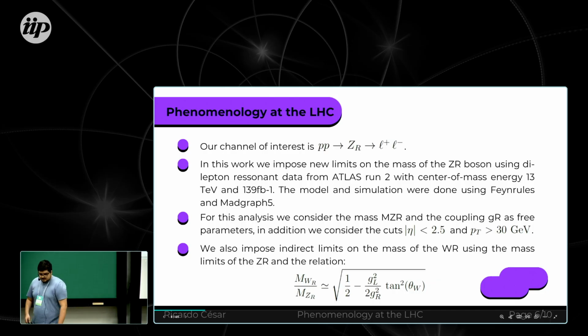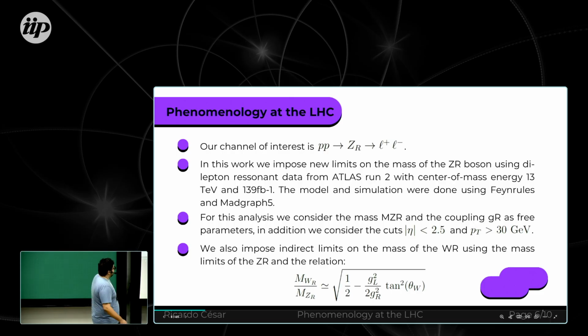That works at 13 TeV center-of-mass energy and 139 fb^-1. For the simulation, we use FeynRules to simulate the model and MadGraph. The analysis considers the mass of the ZR boson and the coupling GR as free parameters, and we also consider kinematic cuts on the pseudo-rapidity and pT of the final state particles.